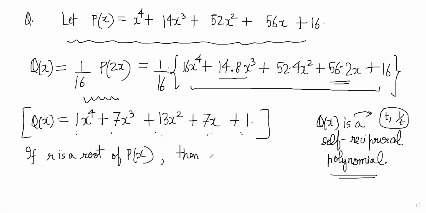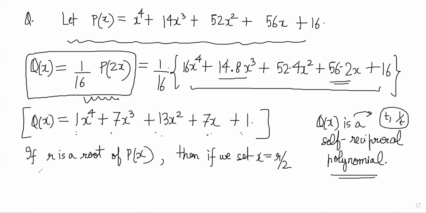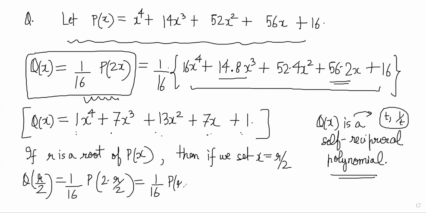Then if we set x equal to r by 2 in this relation, what will I get? Q of r by 2 is equal to 1 by 16 p of 2 times r by 2, which is 1 by 16 p of r. And now p of r is 0 because r is the root of p of x. So this is 0.